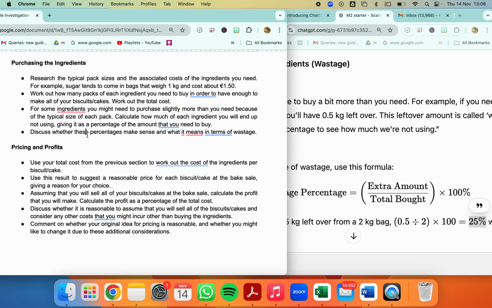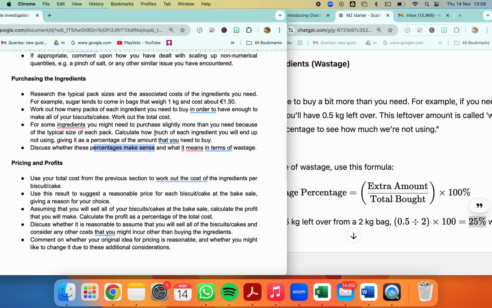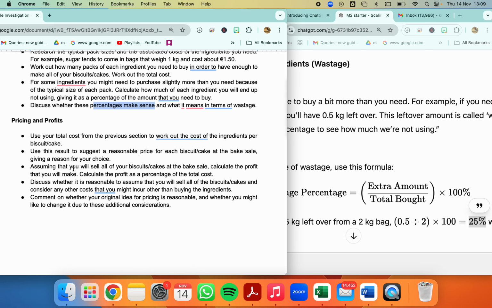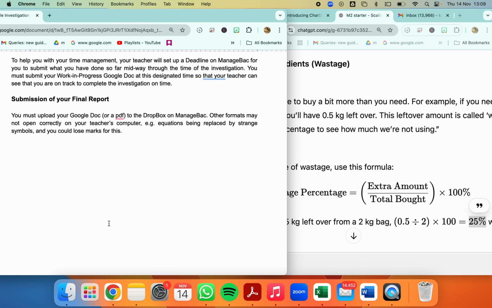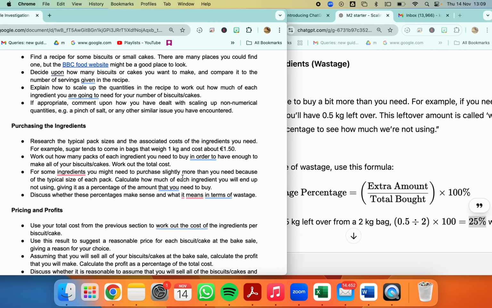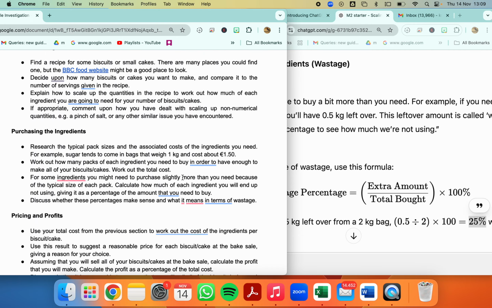And then you're going to talk about whether these percentages make sense in terms of the context of the real life problem. In terms of pricing and profits, that's going to be for a higher grade, so you have the opportunity to tackle those questions on your own. In terms of the grades, you can see that getting up to the end of section 2 and answering everything well, you can get a grade 6. So good luck.